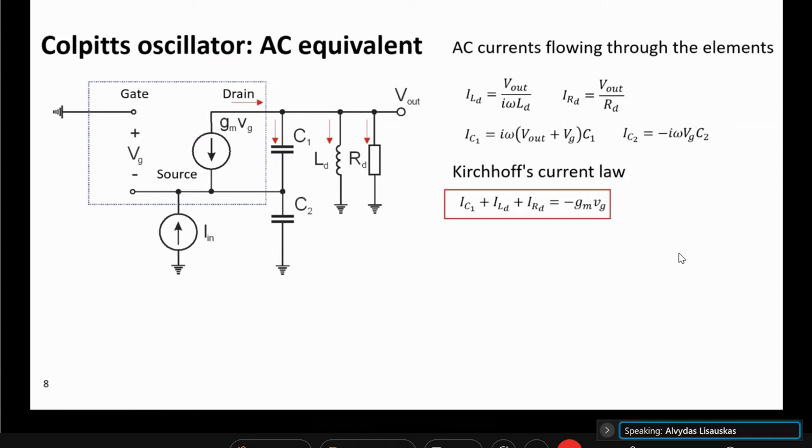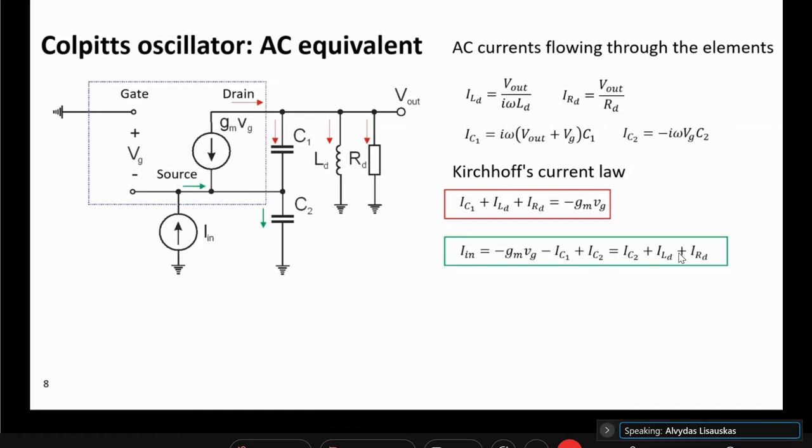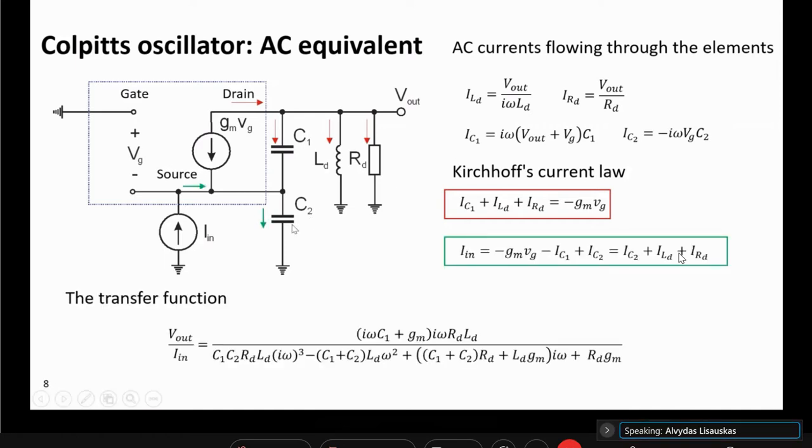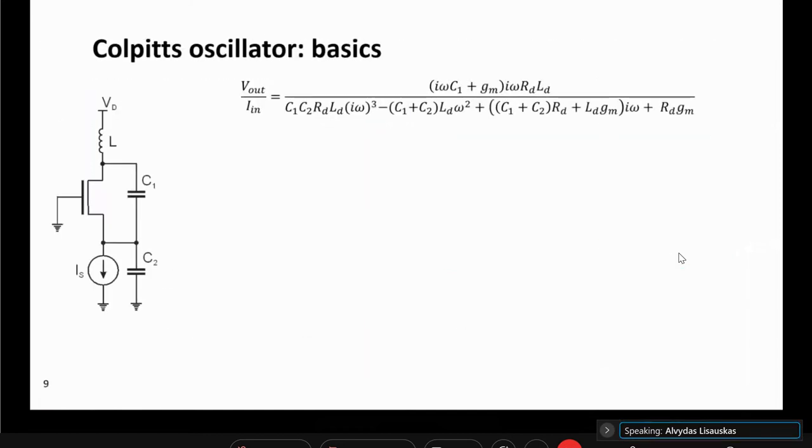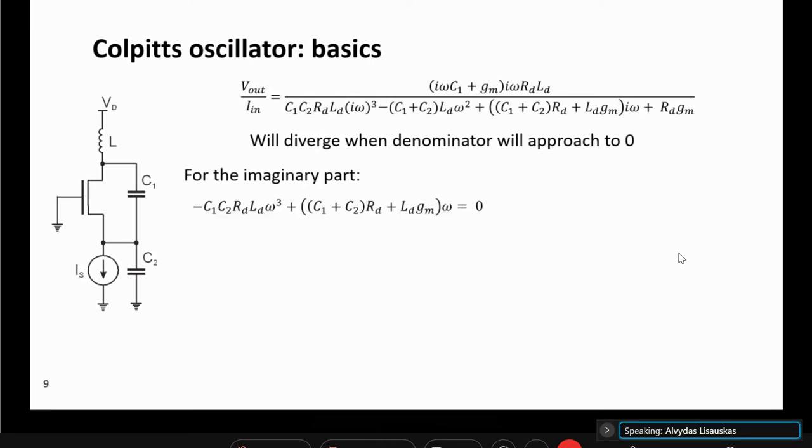So Kirchhoff's current law here at the node of the drain terminal, and we have also at the input another current law here. So just calculate directly the transfer function. Now, then this transfer function, let's investigate the denominator of it. And again, that's the transfer function, and let's look into the denominator and check when it is approaching zero, the condition for oscillations here.